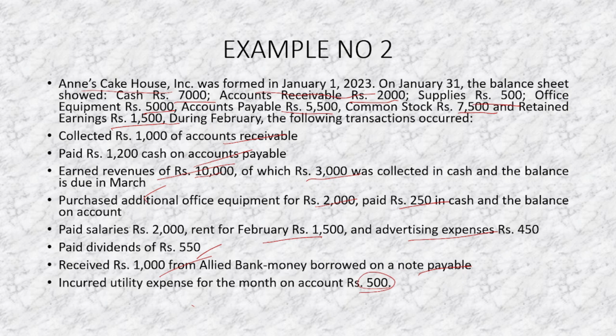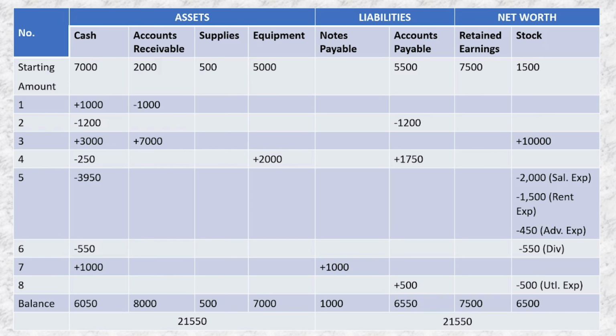So this is a question. Now we are going to solve the accounting equation problem with this particular question. So let's start the accounting equation. Over here we have divided the page into four parts. One is having the question number. The next part is having the assets. The next part is having the liabilities and net worth.